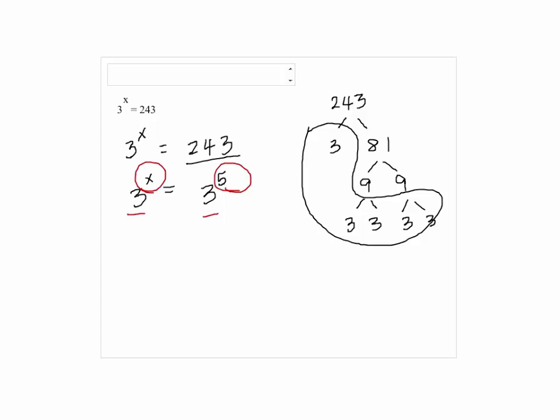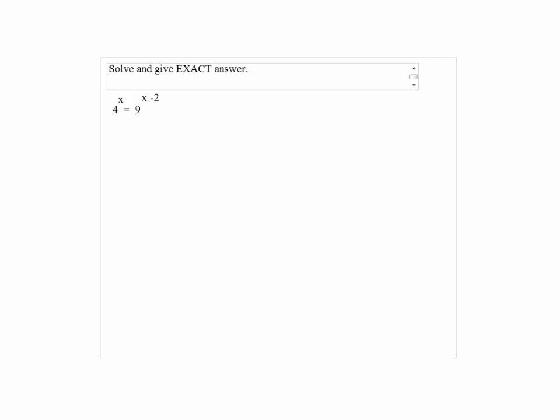Solve and give exact answer. 3 to the x power equals 243. 243 can be divided into 3 times 81. 81 can be written as 9 times 9. 9 times 9 is 3 times 3 times 3 times 3. So you can rewrite 243 as 3 to the 5th power equals 3 to the x. Now since we have the same base, the exponents must be equal, so the answer is x equals 5.